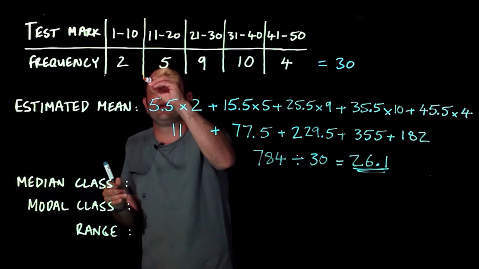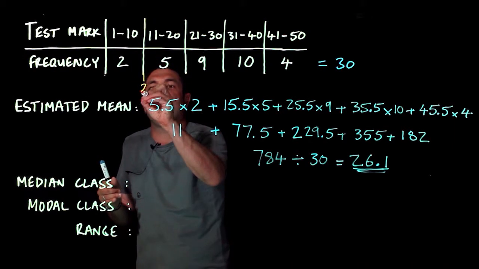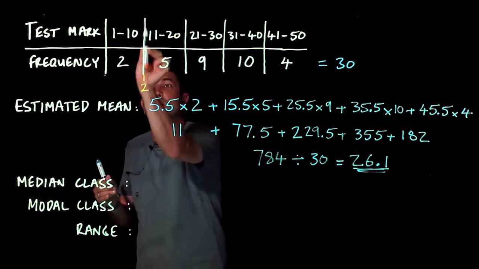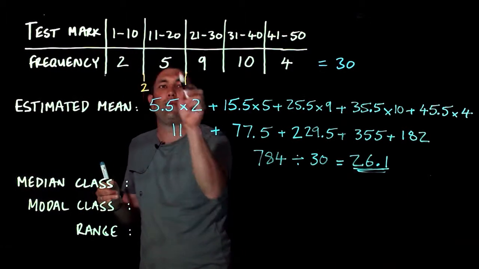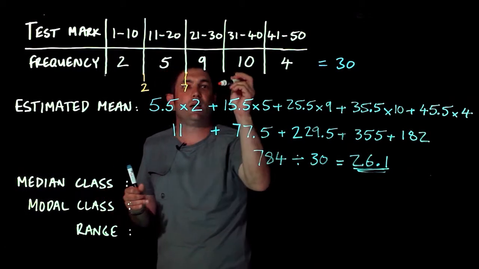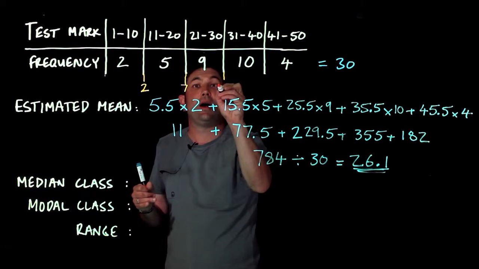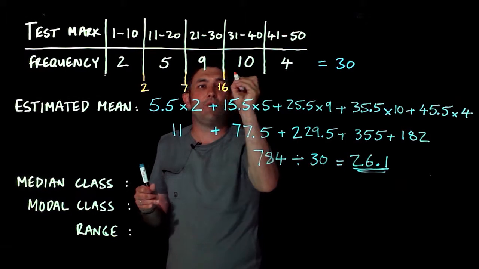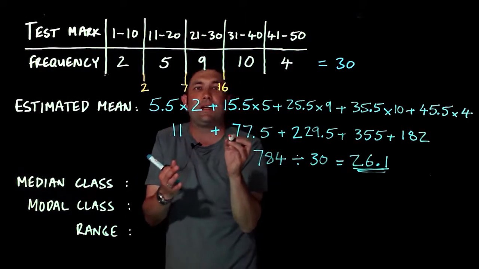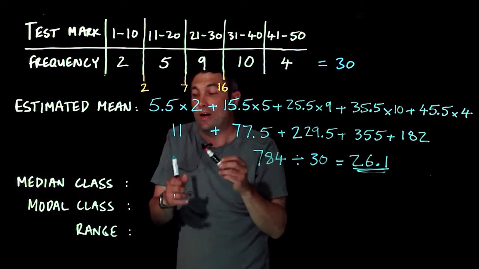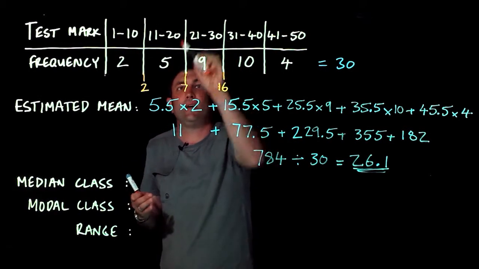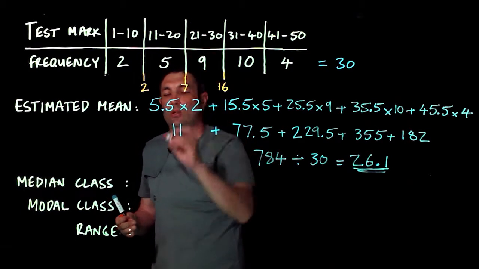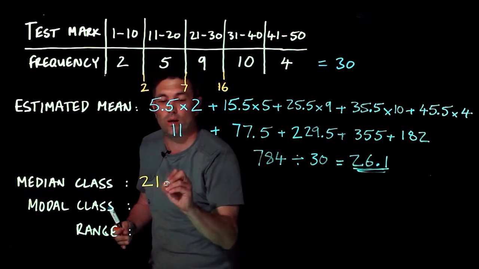Now I'm going to do a little thing where I count up how many bits of data I've got. Up to this point, I have 2 bits of data. Up to this point, 2 and 5, I have 7 bits of data. Up to this point, I have 16 bits of data. Right, now we've got as far as we need to get because we want between the 15th and 16th bits of data. So the group that contains the median, or the class that contains the median, is the 21 to 30 class.